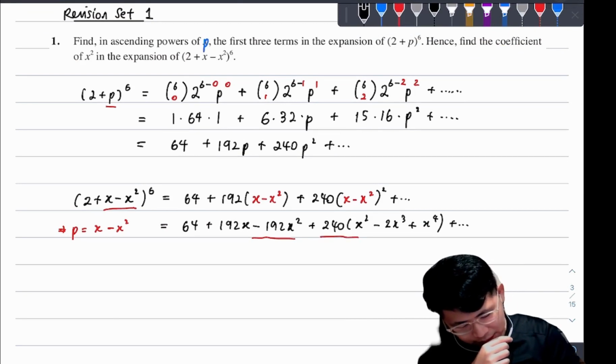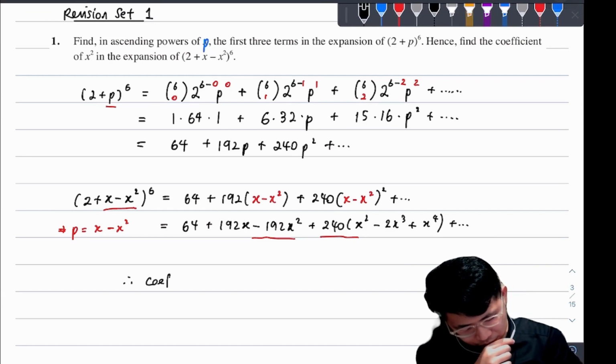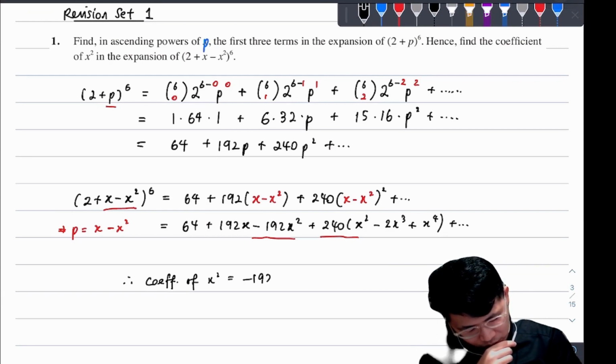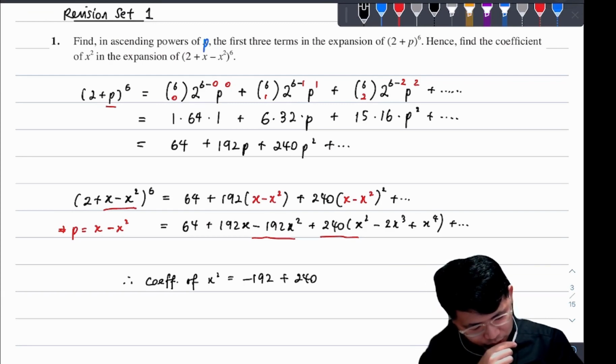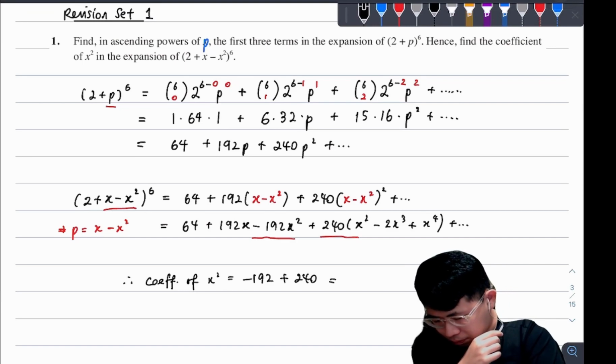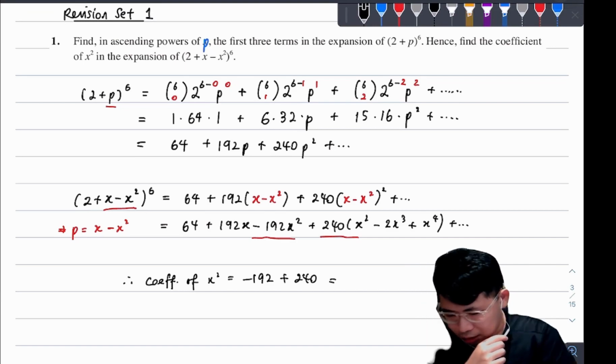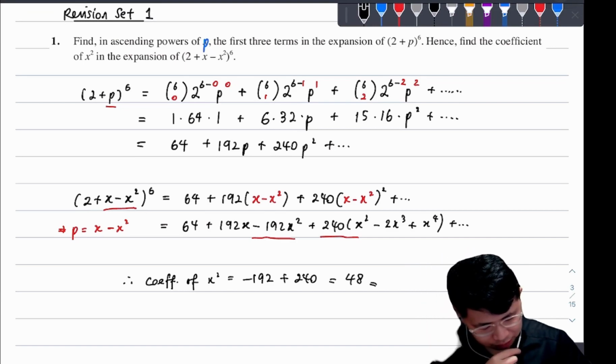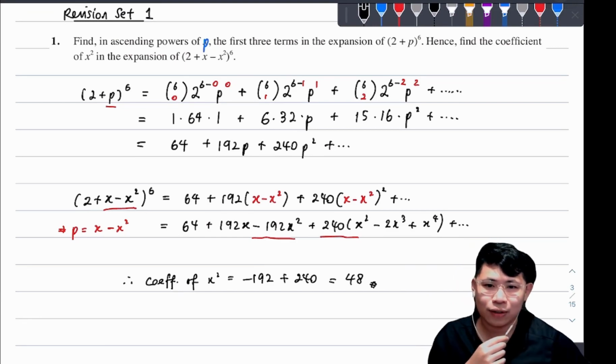Okay, so here, therefore, the coefficient of x squared is going to be negative 192 plus 240. So this would be 48. So the first one, the answer is 48. Okay, so there goes the first one.